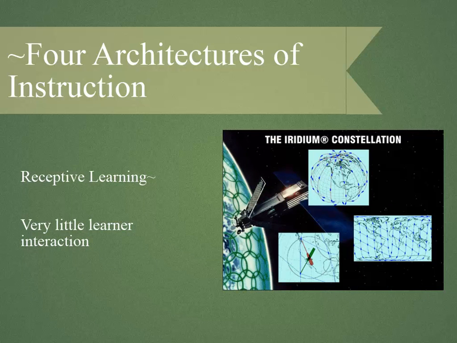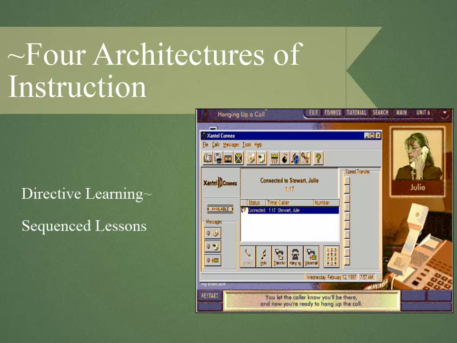In receptive learning, the instruction provides information that the learner absorbs. It has very little learner interaction, so it's much like this picture where the learner just looks at the picture. Directive learning happens when instruction is presented in short sequence lessons, progressing from simple to complex, that include rules or definitions, examples, and practices. Like in this picture, this is a picture of software that is step-by-step instruction on how to set up the learner, step-by-step instructions on how to use the phone system.